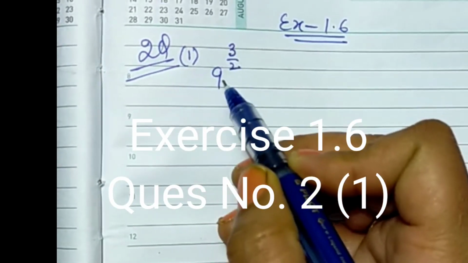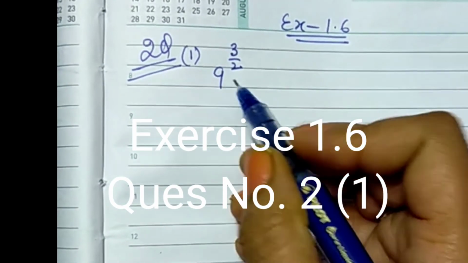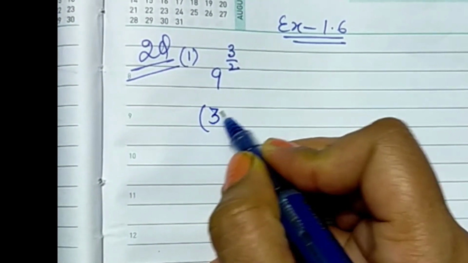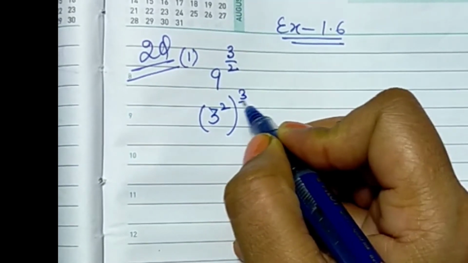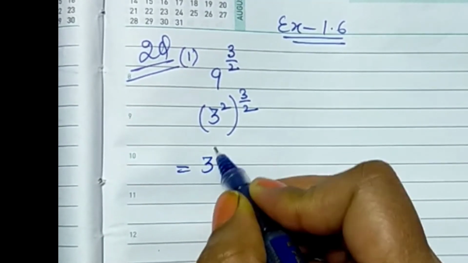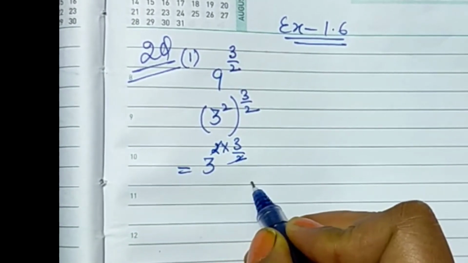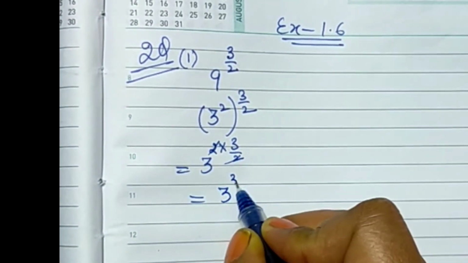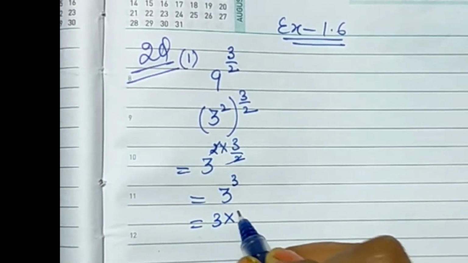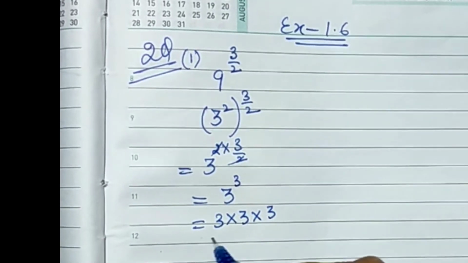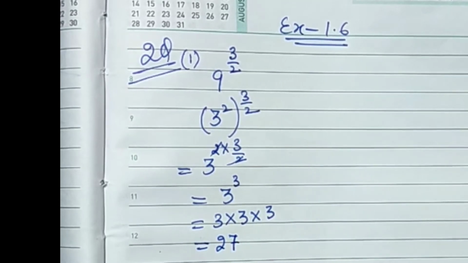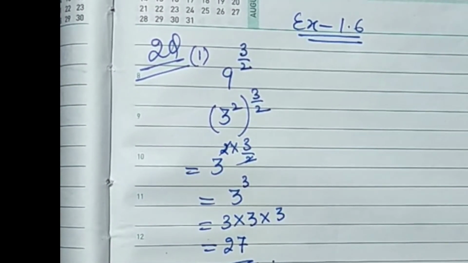Second question, first part, 9 raised to power 3 by 2. 9 can be written as 3 square. So 3 square means 3 raised to power 2 into 3 by 2. This gets cancelled. So we are left with 3 cube, or you can write it 3 how many times? 3 times. So it's 27. So you got 27 as the answer.